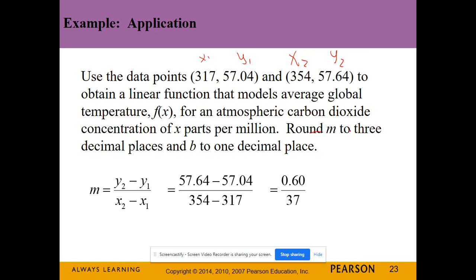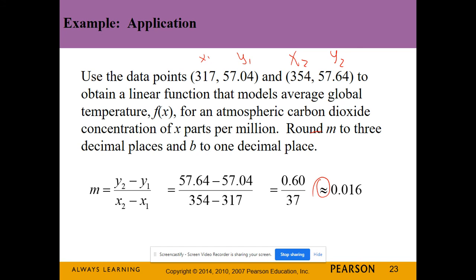It said round m to 3 decimal places. So notice how we're not using an equal sign anymore. We're using that symbol. That is an admission that we are rounding, which again, if the context of the question allows that, then that's fine. So 0.016 is our slope.